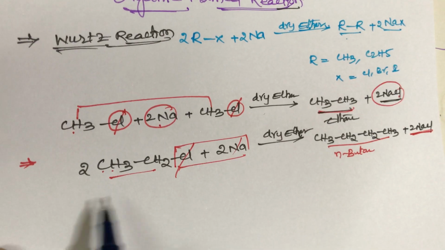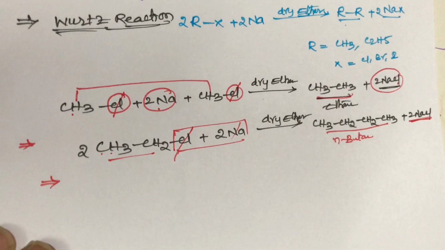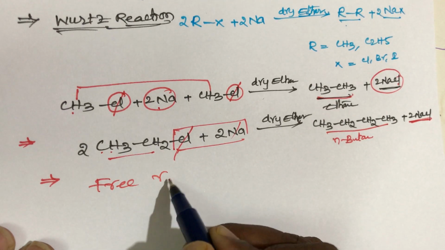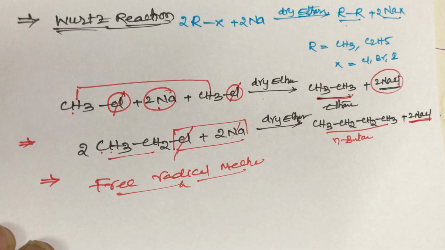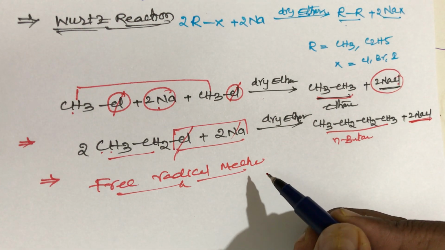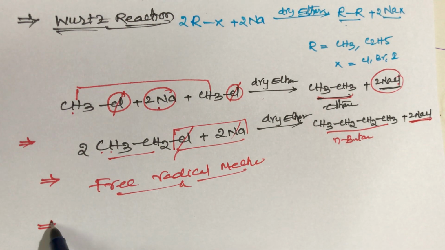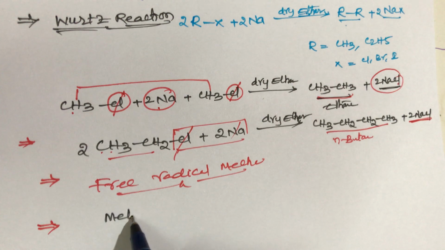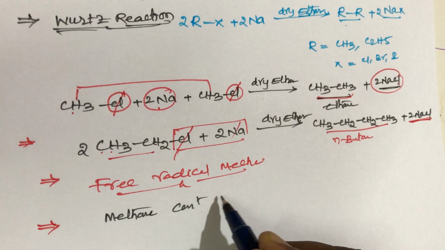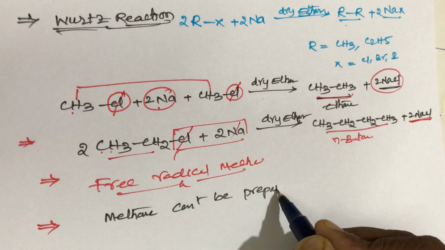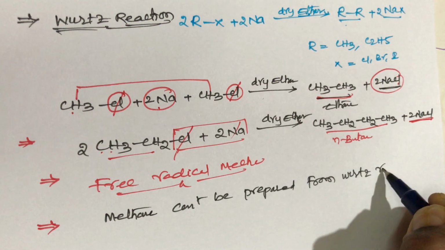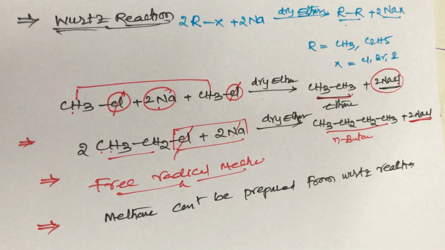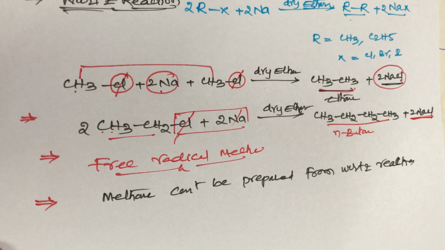In this Wurtz reaction, a free radical mechanism is involved. It is very important, students. In this free radical substitution reaction, according to the Wurtz reaction, methane cannot be prepared. It is a very important point, students: methane cannot be prepared from the Wurtz reaction.